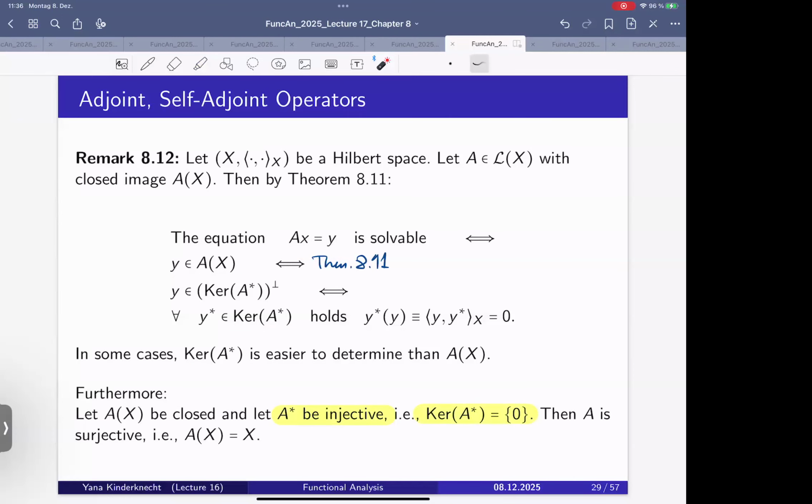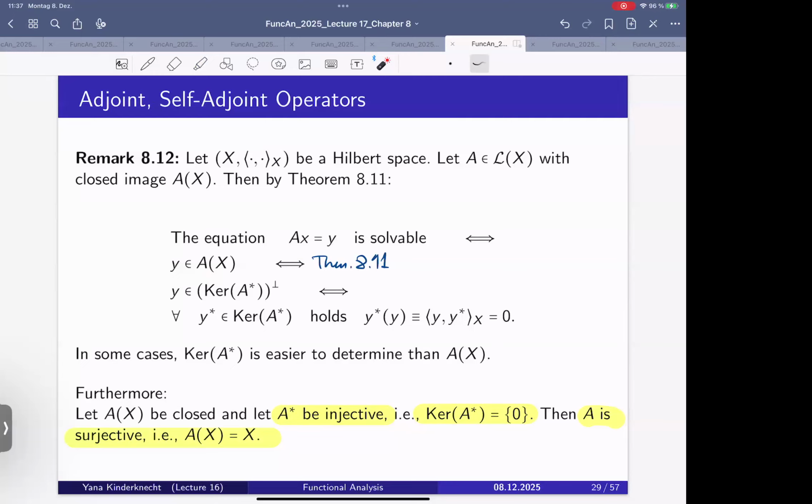This means that the orthogonal complement to this set is the whole space X. Hence, this means that A itself is surjective. A is surjective. That is, we have this. So if we show that A star is injective, we show that this equation is solvable for any y in X. So this is one application.